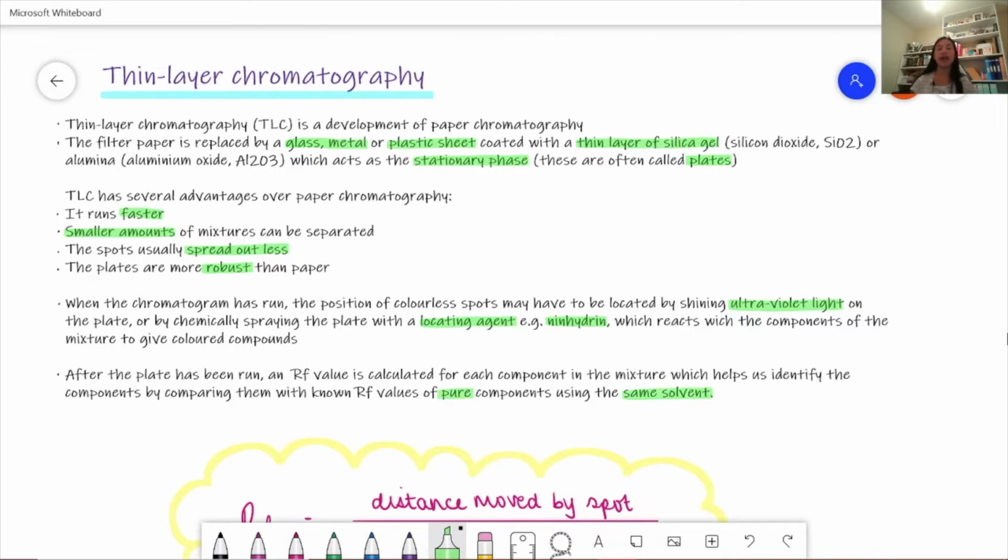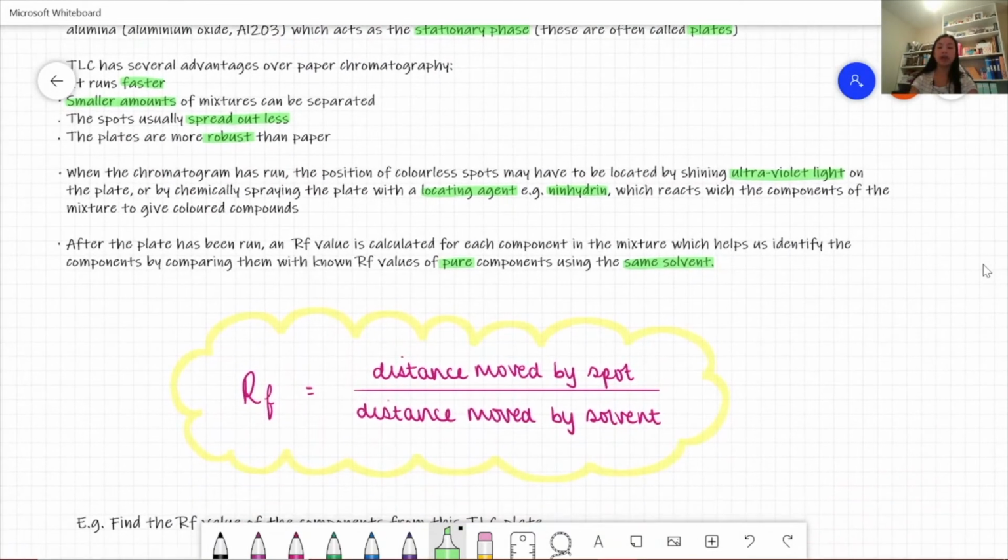So what we do is we have a plate and we have the mixture, and we drop some of the mixture onto the plate and then put the plate into a solvent. Then the solvent will move up the plate, and depending on if the components have a higher affinity for the moving phase, so the solvent, or the stationary phase, which is the silica, we can see what the RF value is by calculating the ratio between the distance moved by the spot and the distance moved by the solvent. So that's how we work out the RF value.